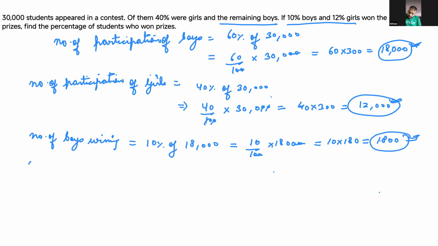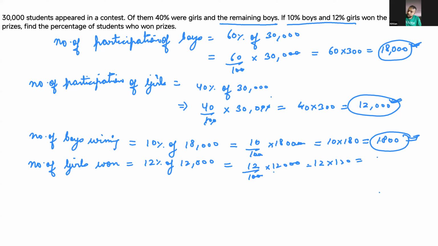Okay. Then in the same way, the number of girls who won will become 12% of their total, which will become 12 upon 100 into 12,000. This 0 and this 0 will cut. It becomes 12 into 120, which will become 1440. So it means that total these girls won. Understood, guys? Anna? Okay. Yes, sir.